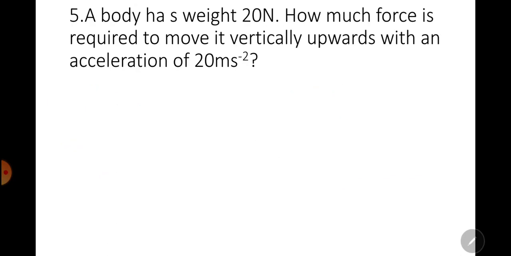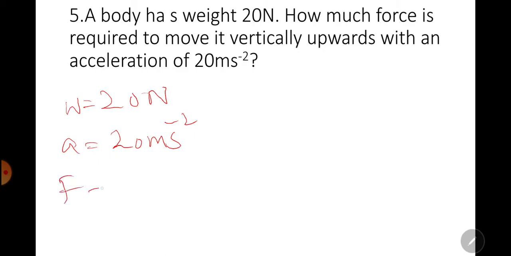A body has a weight of 20 Newton. How much force is required to move a body vertically upward with an acceleration of 2 meter per second square? The force needed will be equal to a part of it used to overcome the weight, and the rest of the force is used to produce an acceleration of 2 meter per second square.